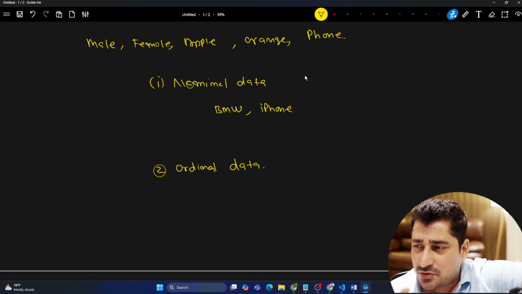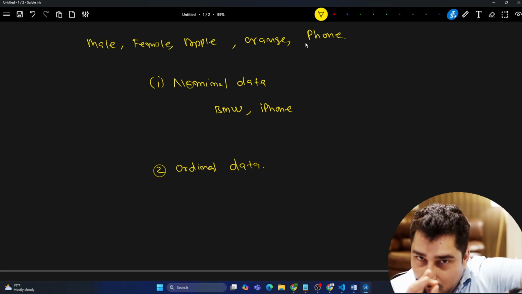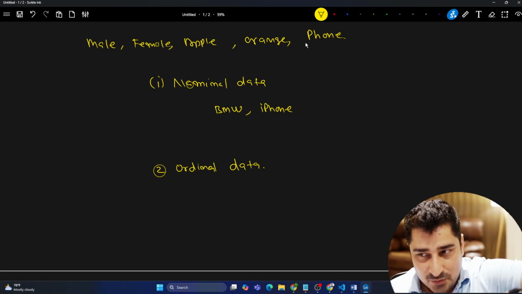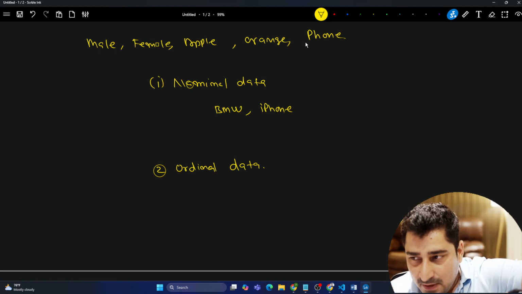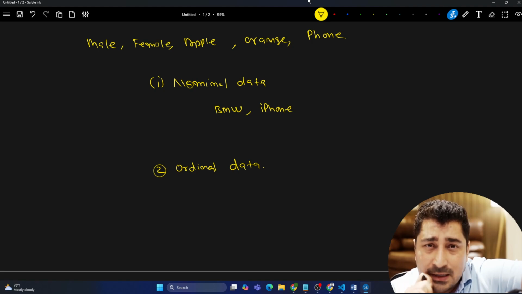Again, I'm not saying that you should remember all of these things, but it's good to know at least once in a lifetime. Once in a lifetime, you are supposed to remember. This is where your base will be built, by the way. So nominal means I'm just talking about a name. That's it. Now, what is the meaning of ordinal, by the way?